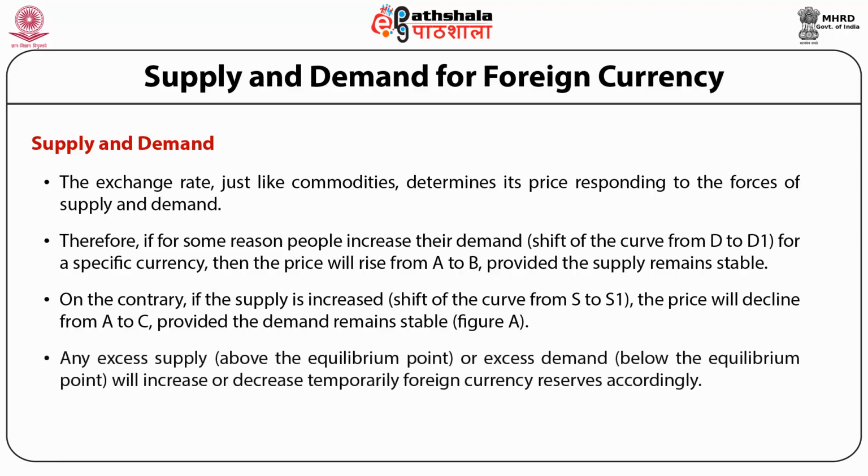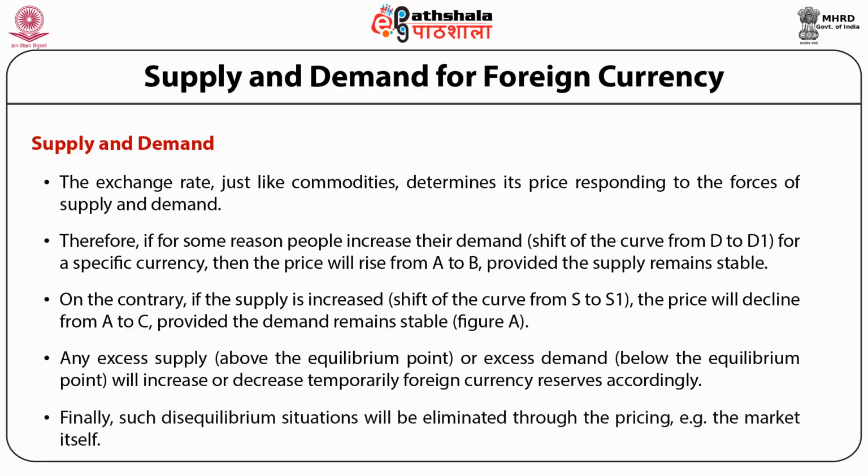Any excess supply, that is, above the equilibrium point, or excess demand, that is, below the equilibrium point, will increase or decrease temporarily foreign currency reserves accordingly. Finally, such a disequilibrium situation will be eliminated through the pricing. For example, the market will do it for itself.